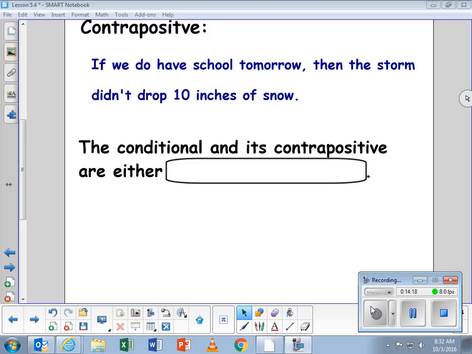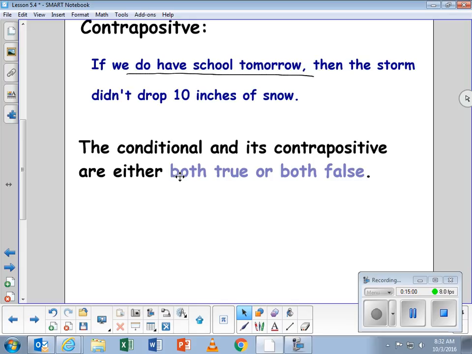To judge whether this is true or not, this has to be true. We have to have school tomorrow. If we have school tomorrow, then what happened or didn't happen? Well, we didn't get 10 inches of snow, did we? Because we said, had we gotten 10 inches of snow, then we would not have school, right? Since we're in school, we didn't get 10 inches of snow. The conditional and its contrapositive are either, what do you think? Yeah, but a little stronger than that. You're right on. They're either both true or they're both false.